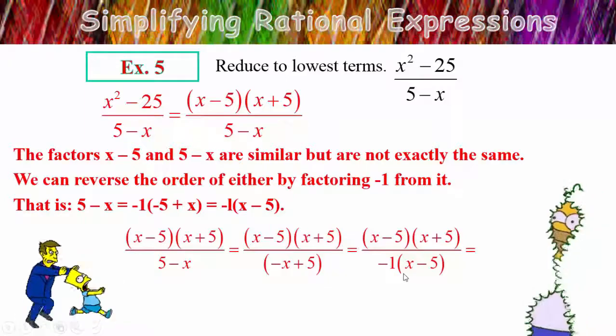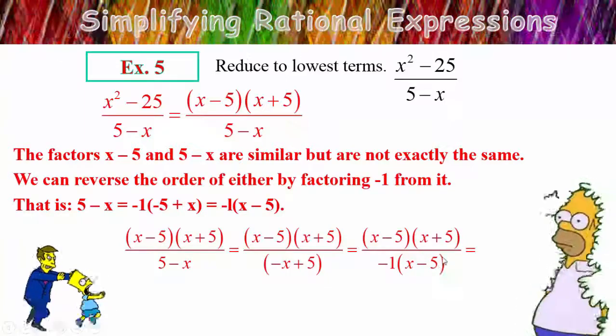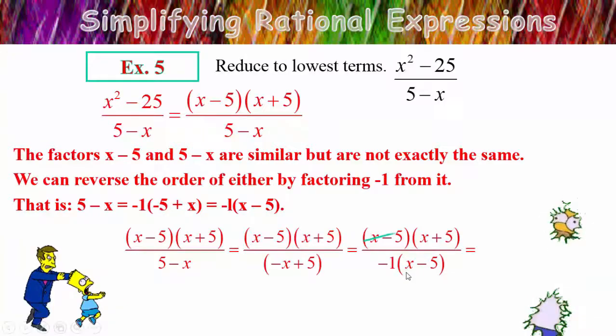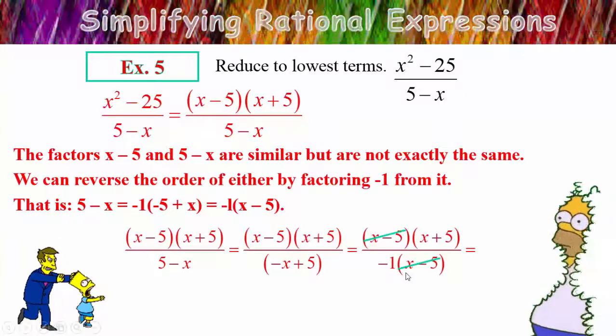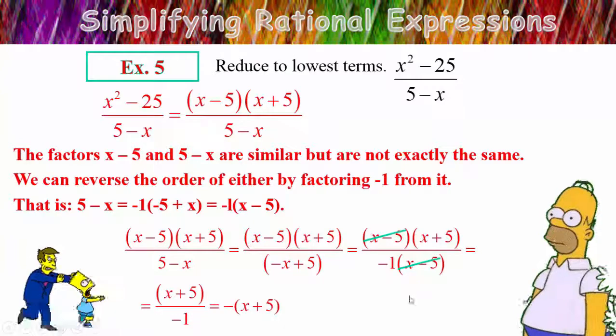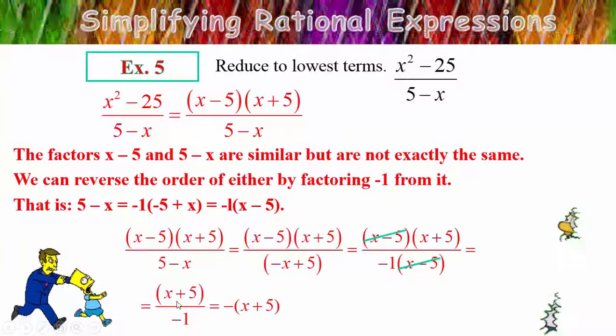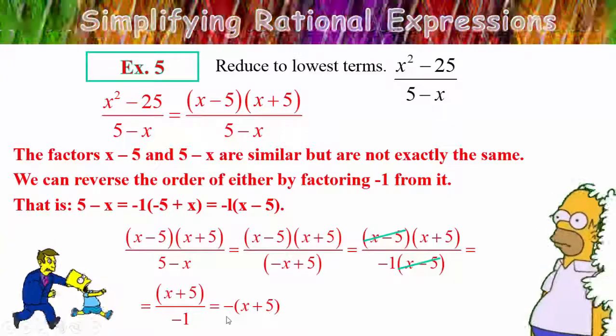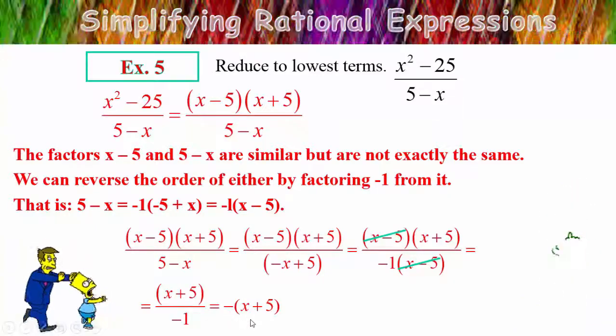So I used the little trick down here, and you notice now we can start canceling because we realize that these two are the same, and then we get as our final answer x plus 5 over -1, which is the same thing as saying -x plus 5.